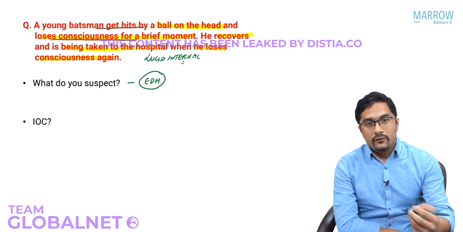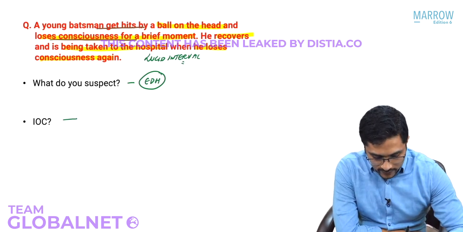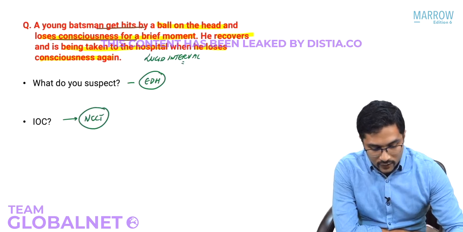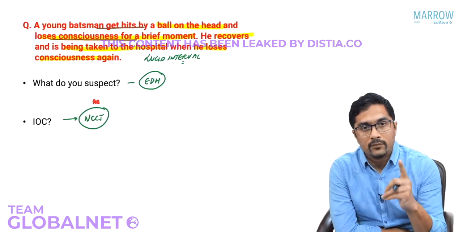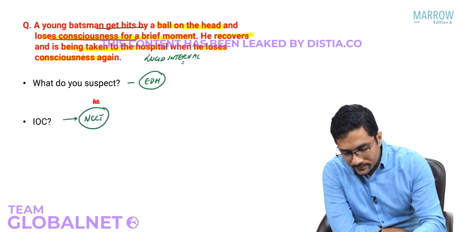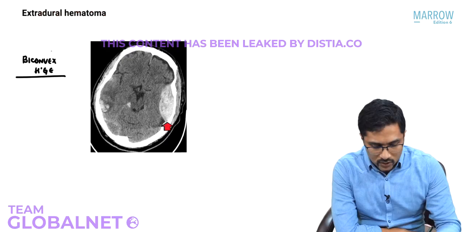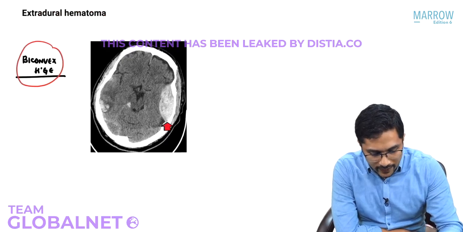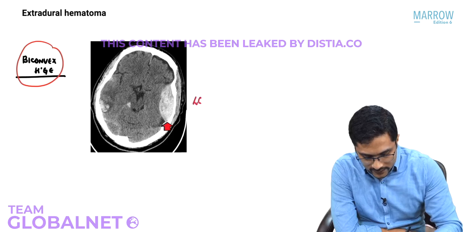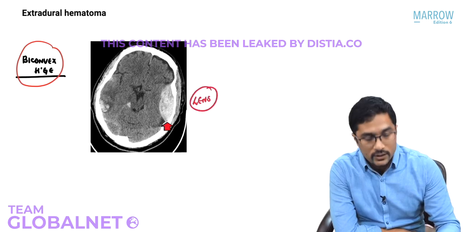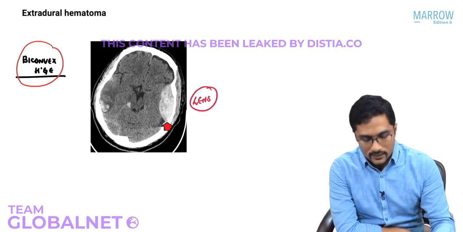But how do we confirm the diagnosis? The investigation of choice is NCCT. For head injury, it is not CCT, it is non-contrast CT scan, please. On a non-contrast CT scan, you get a biconvex hemorrhage. You can see here a biconvex or a lens-shaped hemorrhage. This image has also been asked multiple times in the exam.